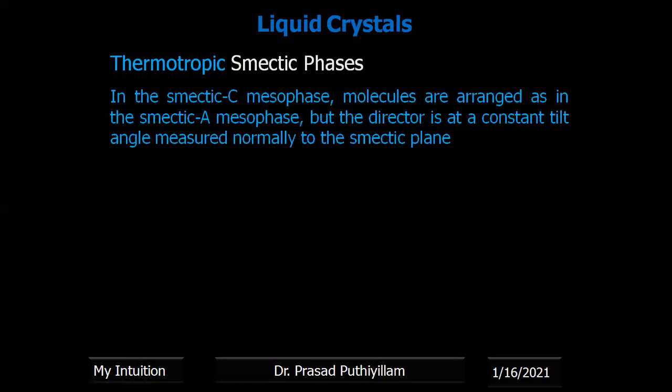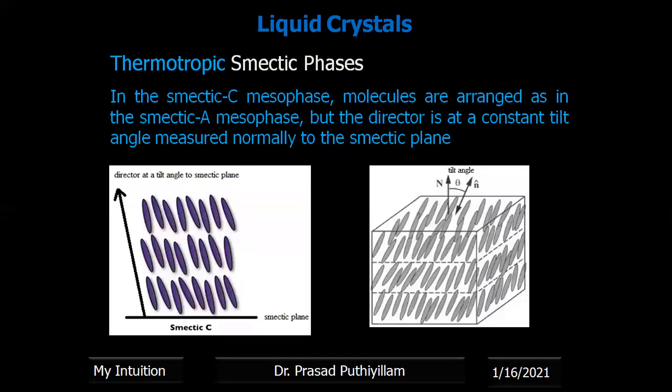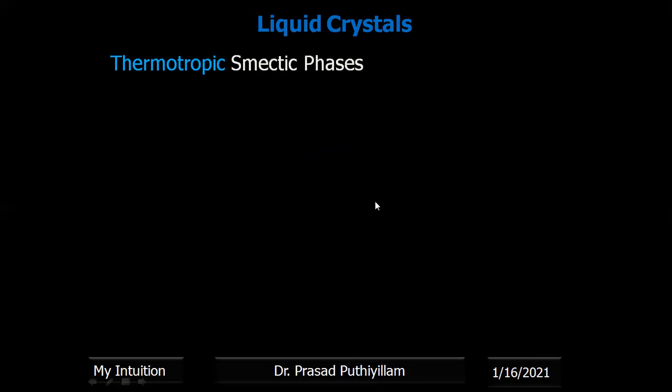Whereas in the smectic C mesophase, the molecules are arranged as in the smectic A mesophase, but the director is not at a perpendicular angle, it is at a constant tilt angle. So that is represented here. So in a smectic plane, if the smectic A molecules have a constant tilt angle, then it becomes a smectic C type molecule.